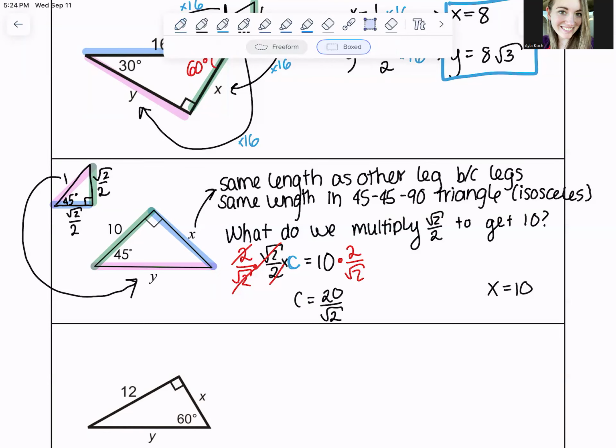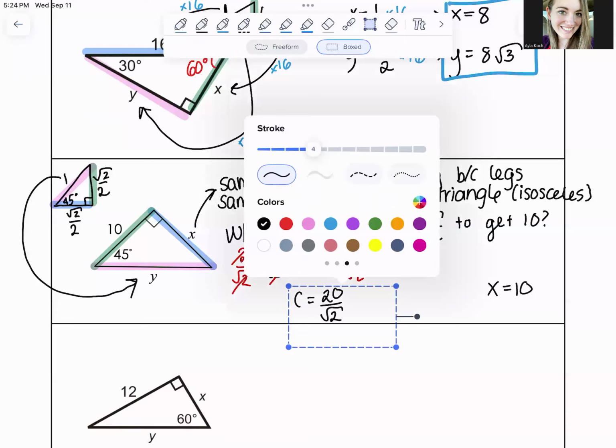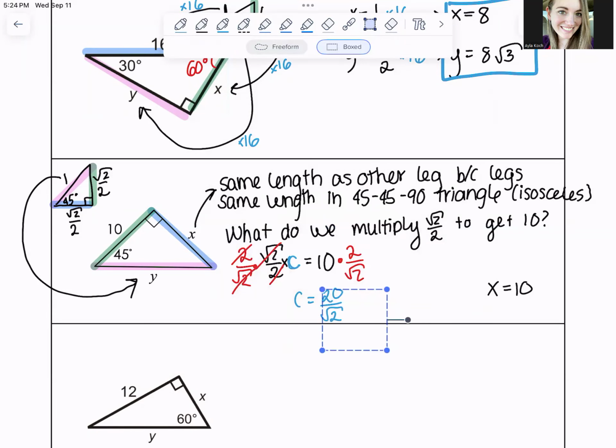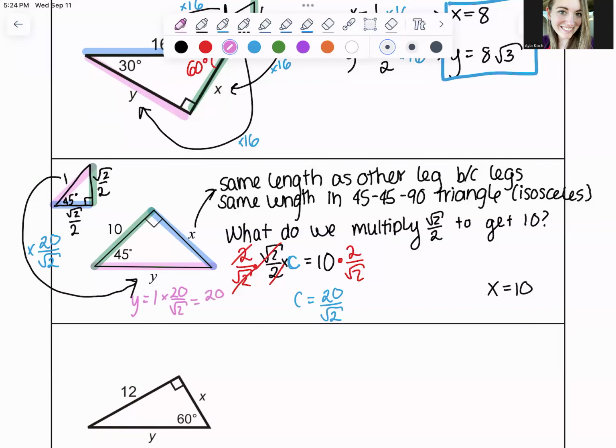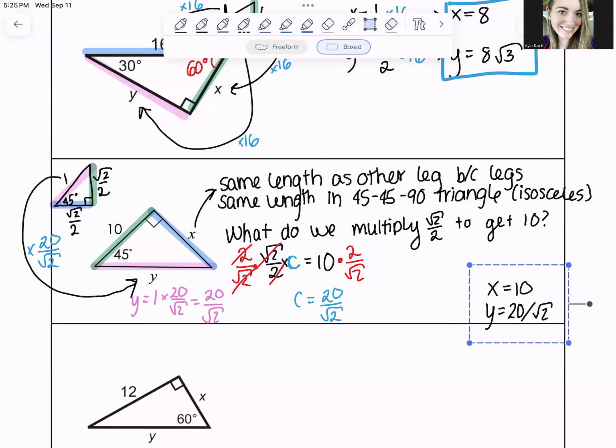So the scaling factor here is 20 over radical 2. You could rationalize if you want. I'm not going to bother. It's not a big deal to me. So we are multiplying 1 by 20 over the square root of 2. So y, I guess I should do that in pink, y is equal to 1 times 20 over square root 2, which is, of course, just 20 over square root 2. So y is equal to 20 divided by the square root of 2. And there's that one.